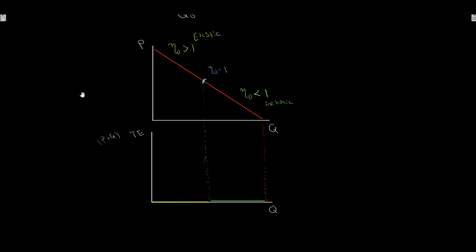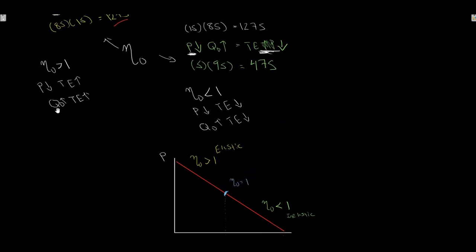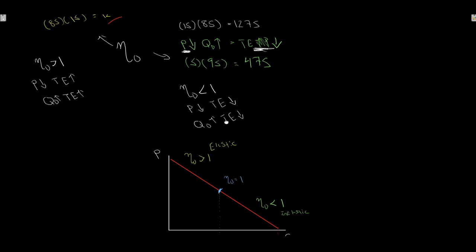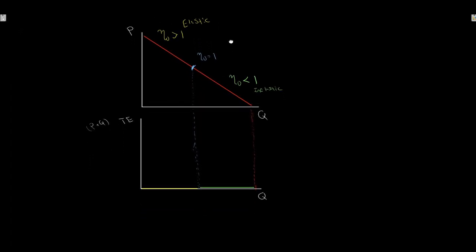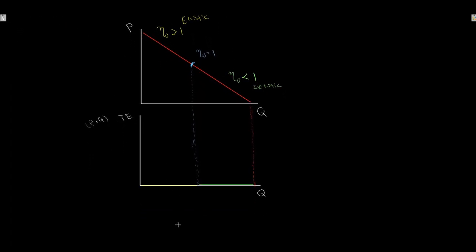So in the elastic zone, the yellow bit, what did we say? Quantity and total expenditure are positively related. As quantity goes up, total expenditure goes up. Meanwhile, in our inelastic zone, quantity went up, total expenditure went down. Okay. The way that this actually ends up looking, let's see how well I can do it given these tools, is it's a parabola. So it's going to rise up. It's going to hit a maximum right at our unit elastic point. And then it's going to start to fall.